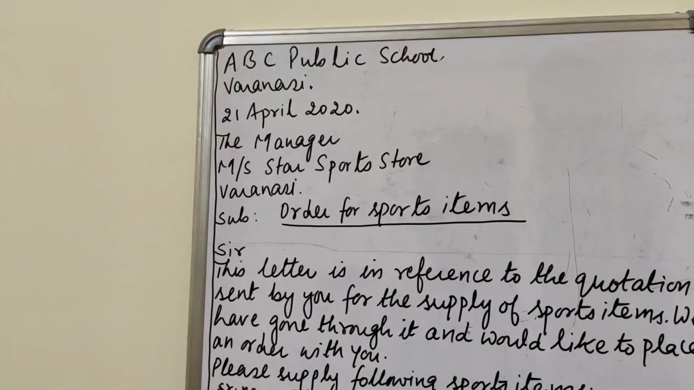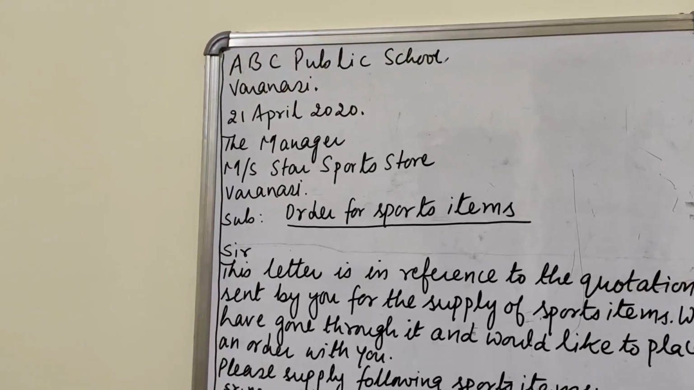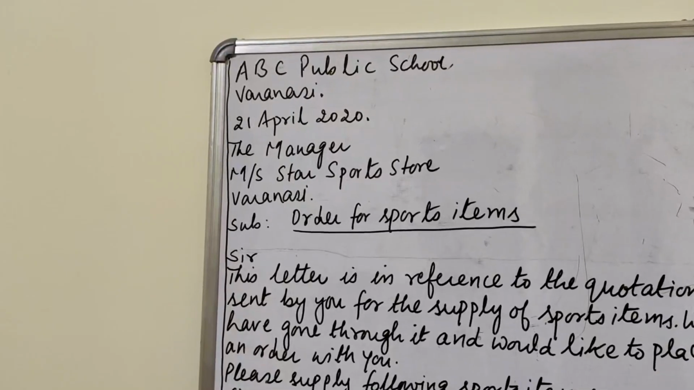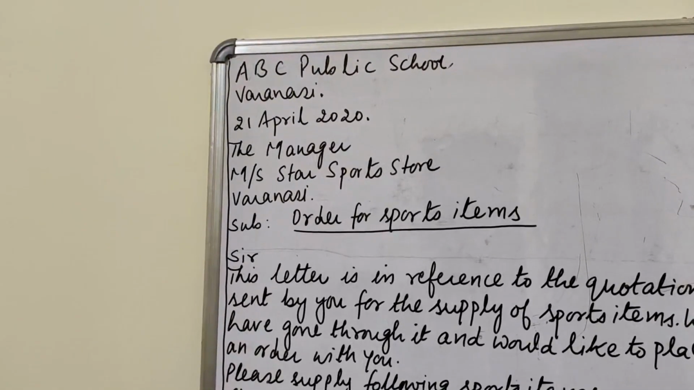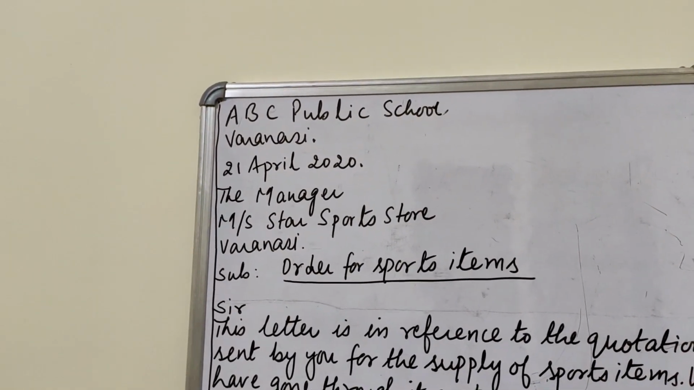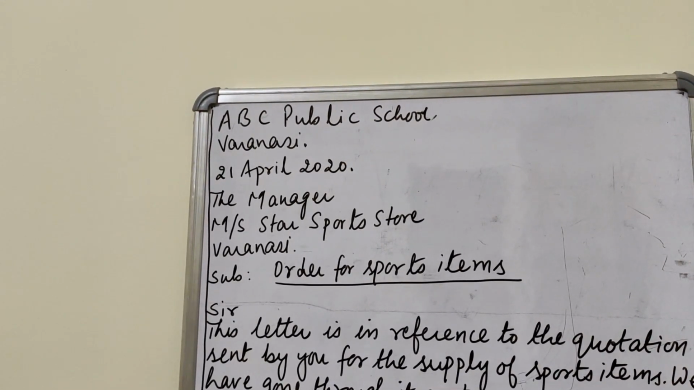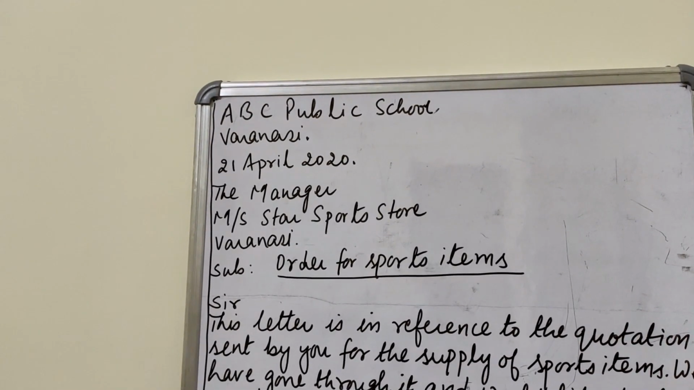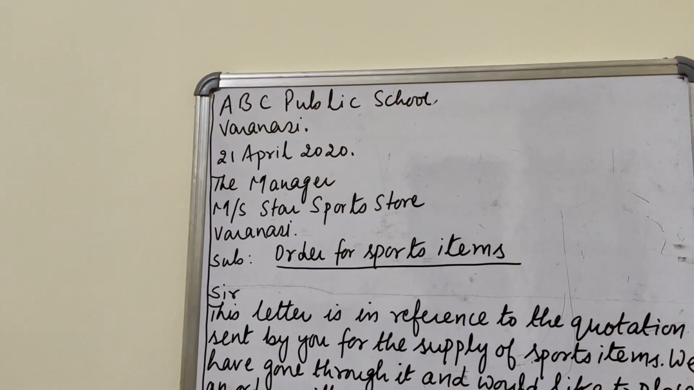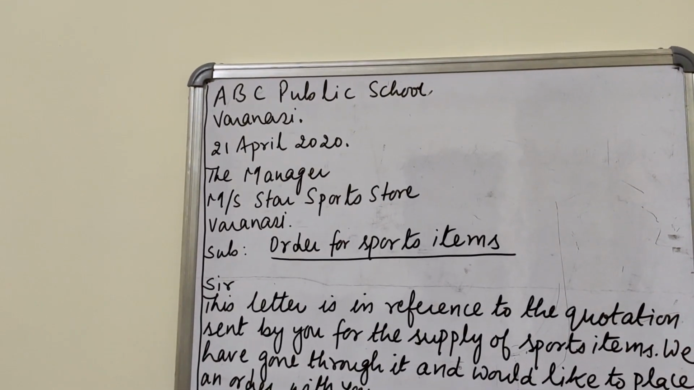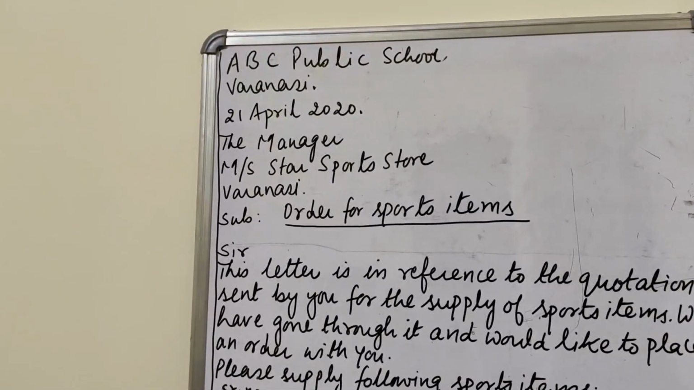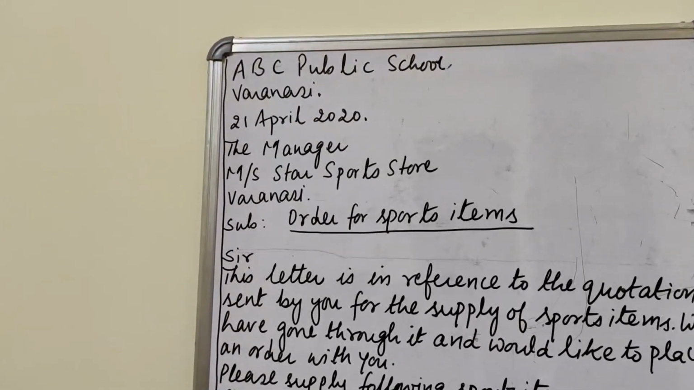Then leaving a line, we write the date, and after the date we write the receiver's address. But in the question you must have observed that only Messrs. Star Sports Store was mentioned. Now remember one thing, everyone: whenever we are writing a letter, we are not writing to a building or institution or something like that. In fact, we are writing to someone in that store or building. So we will have to invent a designation. So here it is: the Manager, Messrs. Star Sports Store, Varanasi.